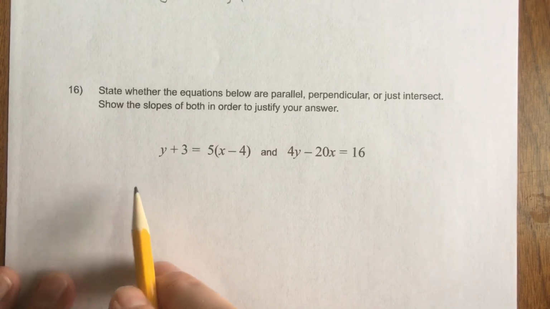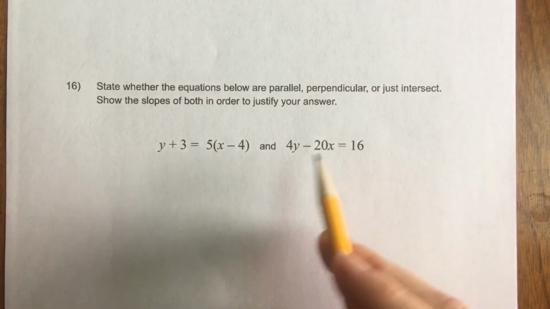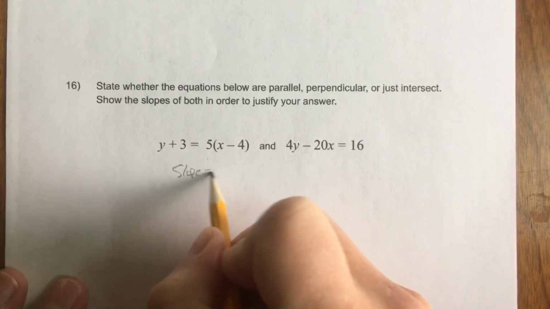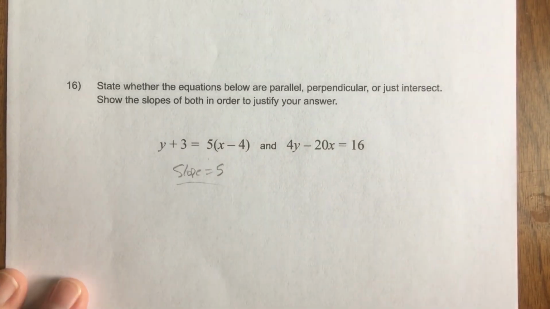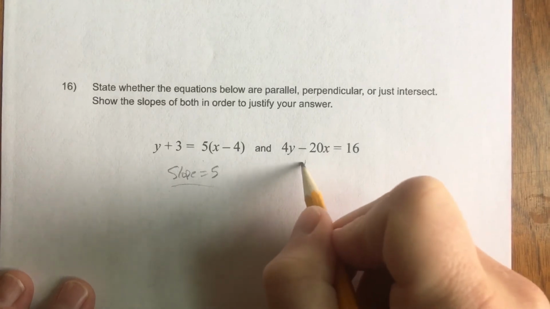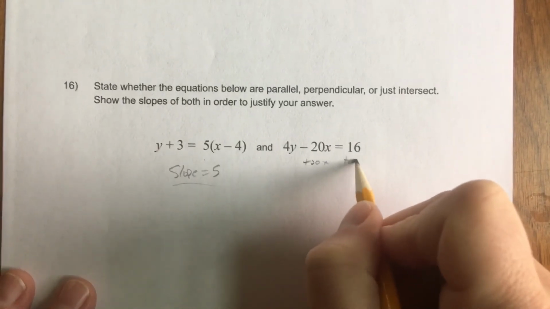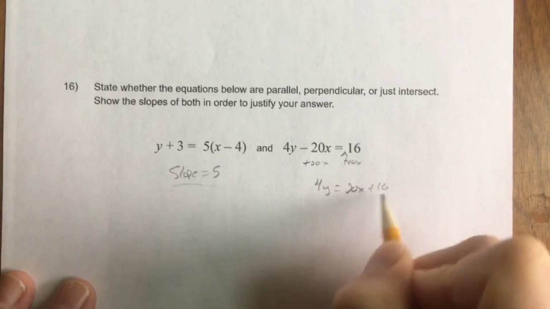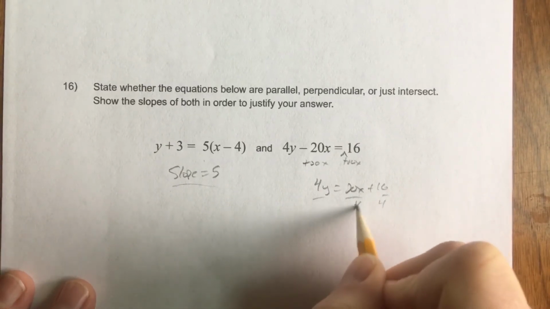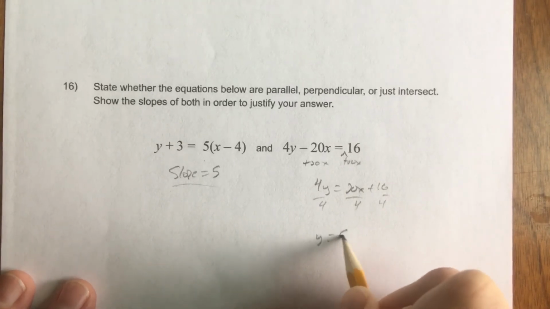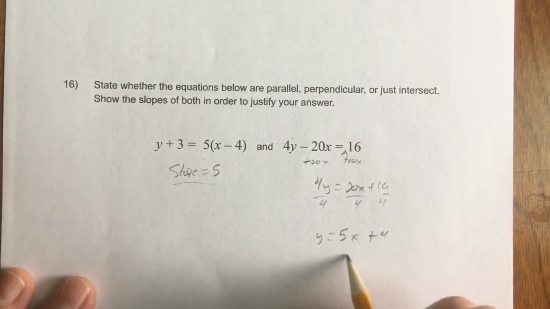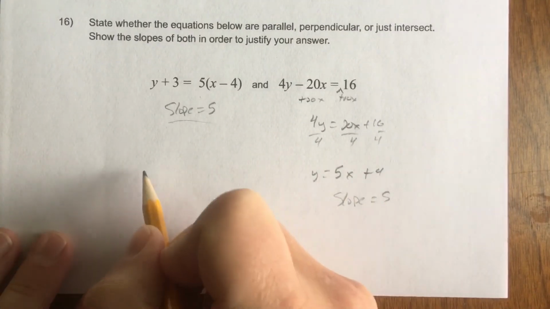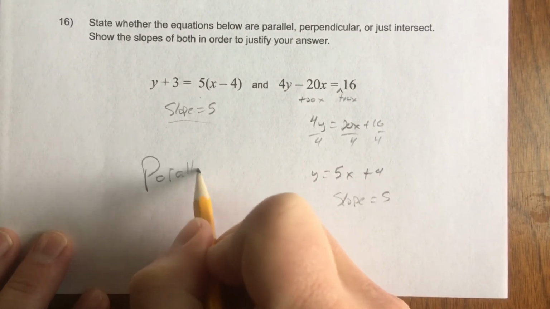Last question here says, can you figure out whether these are parallel, perpendicular, or just intersect? So this one has a slope of 5. We have to show the slope. So that slope is 5. And this one here, if we add 20x, we get 4y equals 20x plus 16. Divide everybody by 4, and I get y equals 5x plus 4. So this also has a slope of 5. This has a slope of 5, that has a slope of 5, same slope. So these lines are parallel.